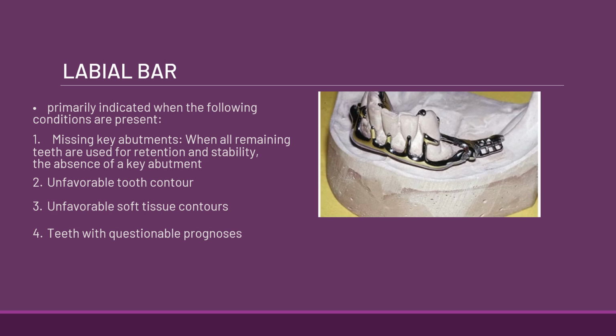You can also give a labial bar if there is unfavorable tooth contour or unfavorable soft tissue contour, and if teeth with questionable prognosis are present. The patient has teeth in his mouth, but they are weak, or have a questionable prognosis even if you attempt an RCT or whatever you can do to make them more supportive. It is still questionable whether in future they may get extracted or become weaker. In this kind of situation, you give your labial bar.